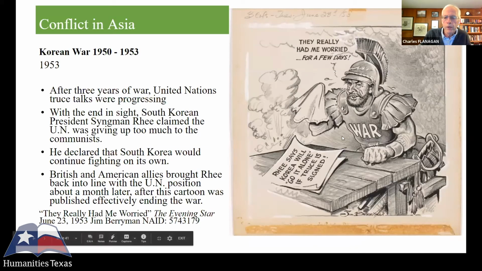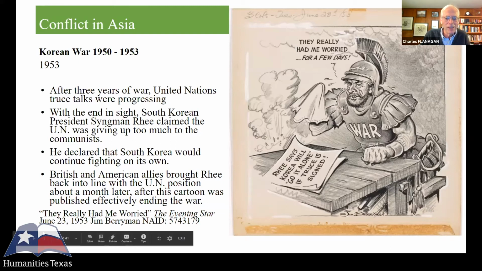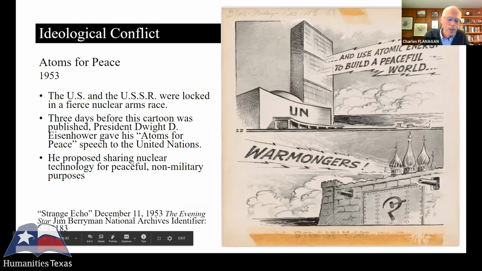But the cartoons that Berryman drew are wonderful. This one, he drew in 1953, when the British and the Americans are trying to make a truce. And the leader of South Korea says, no, we want to keep fighting. And I think it really shows how crazy it was when you've got these wars where you go in to fight with these allies, but then you're sort of like a hostage to their own local interests and desires.